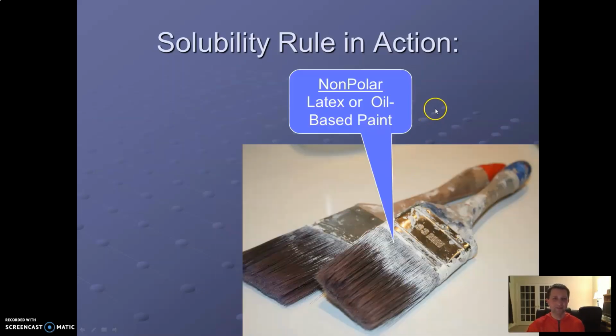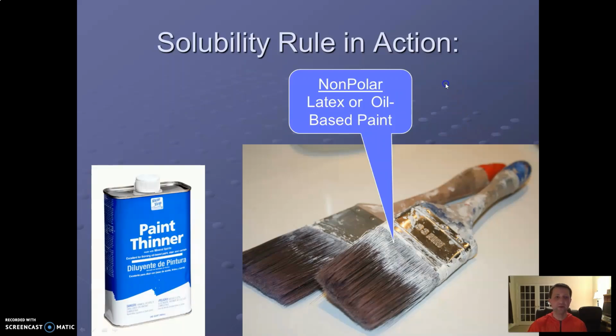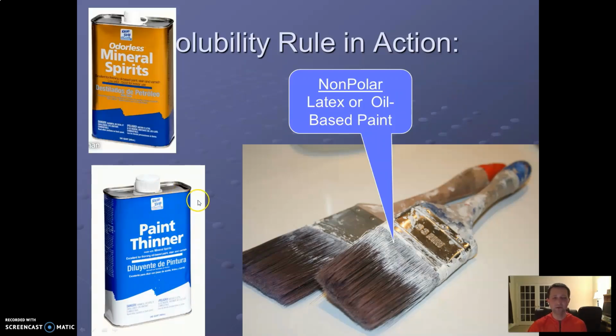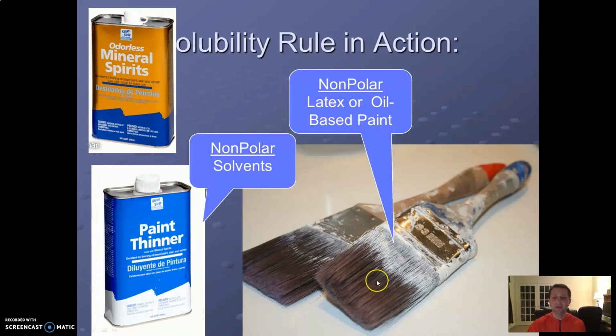Painting is the same thing here. So you might have an oil-based paint or a latex-based paint, and it doesn't really mix well with water, and the water doesn't clean your paintbrush off very well. So you use a paint thinner, which is a nonpolar solvent. Okay, so that's going to help dissolve the paint, and then of course you rinse it out under water, and that just pushes it away.